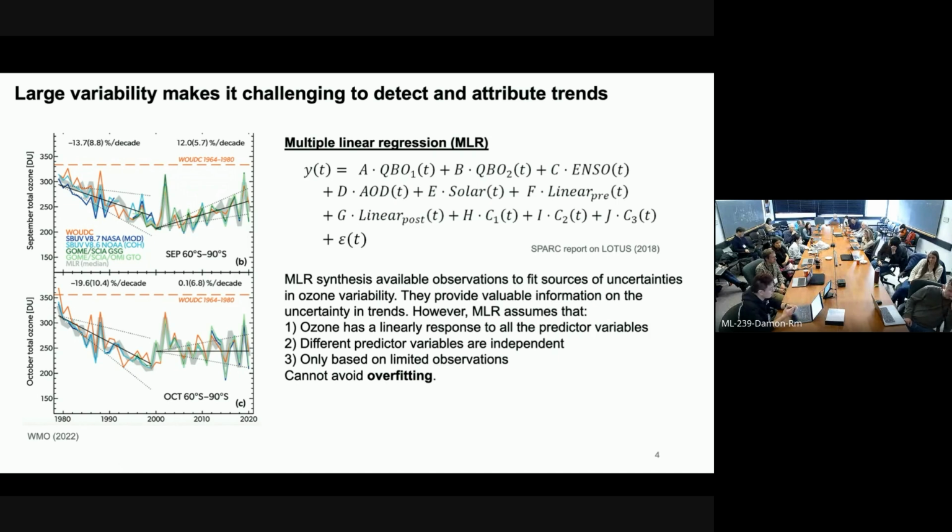These are very valuable techniques to provide uncertainties on the trends because they only require available observations to do the analysis. But the MLR method assumes that ozone has a linear response to all these predictor variables, and that different predictor variables, for example, QBO and ENSO, are independent from each other. And this is only based on limited observations, so we cannot avoid overfitting.